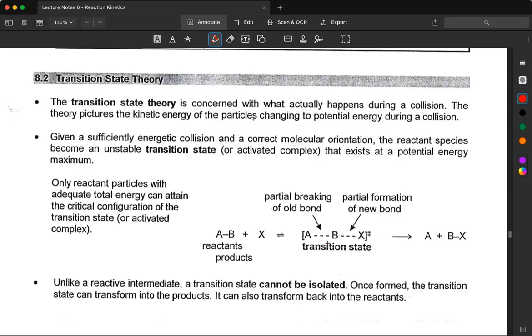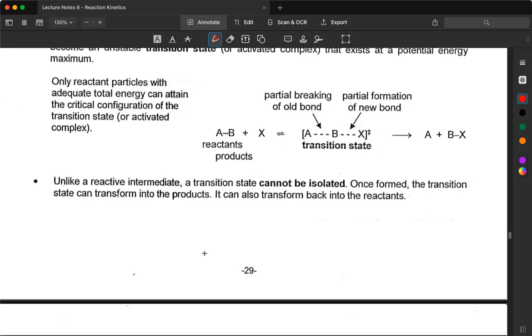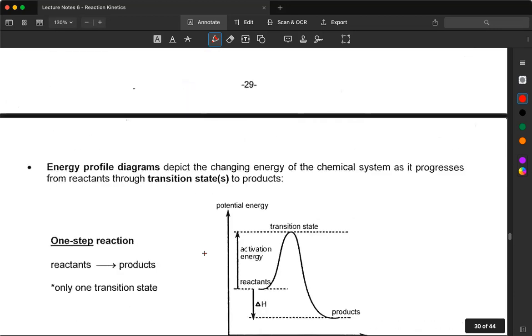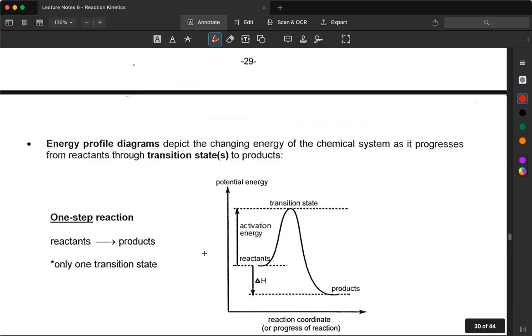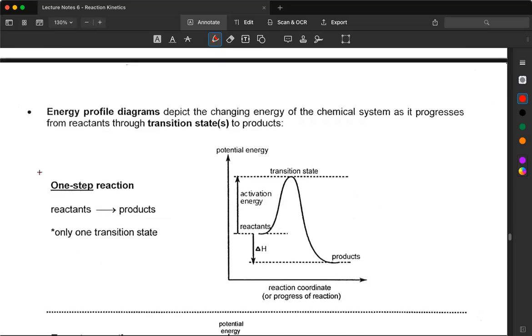Okay, so the transition state is in the process of partial breaking of old bonds and formation of new bonds. So unlike a reactive intermediate, the transition state cannot be isolated. Once formed, the transition state can transform into its product. It can also be transformed back into the reactants. So the energy profile diagram depicts the changing energy of the chemical system as it progresses from reactants through transition state to product. So in a one-step reaction, there is one transition state.